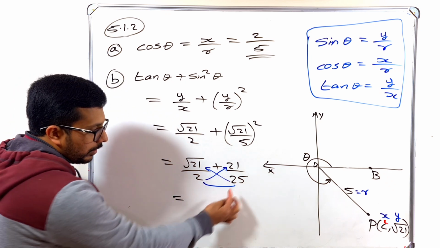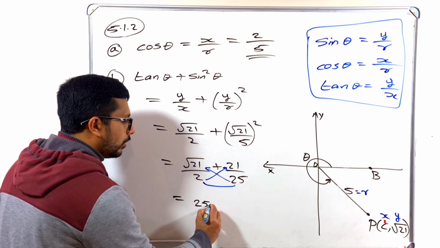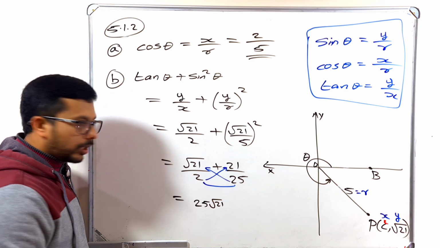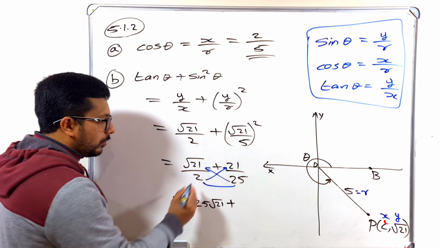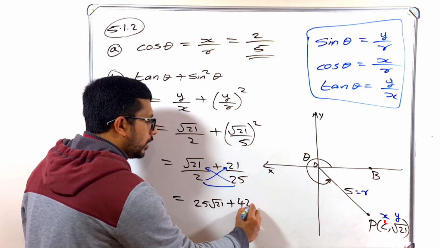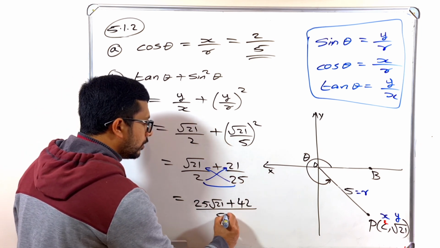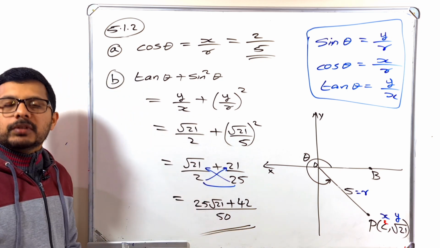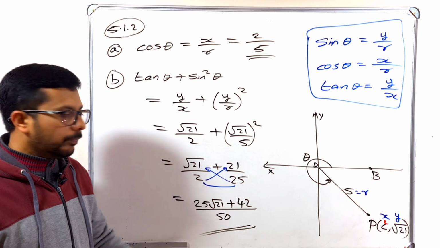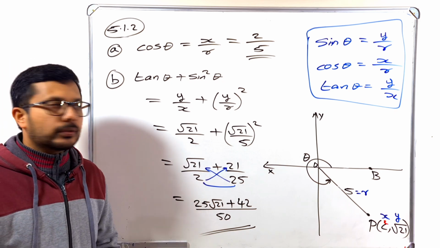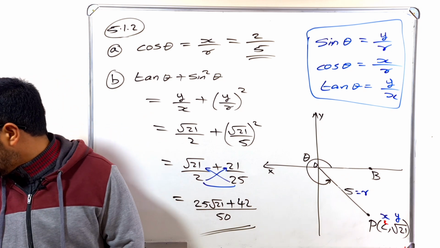Look at that. This 25 I multiply with the root 21, that is 25 root 21. Then it is plus, the 2 multiplied with the 21, so 2 times 21 is 42, divided by 2 times 25, that is 50. You have to leave the answer like that. We can't simplify further without a calculator. So that's the answer. That is question B. Now you have to move to question C.